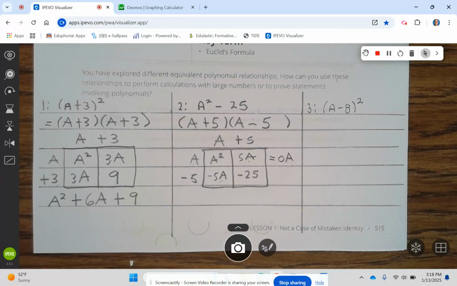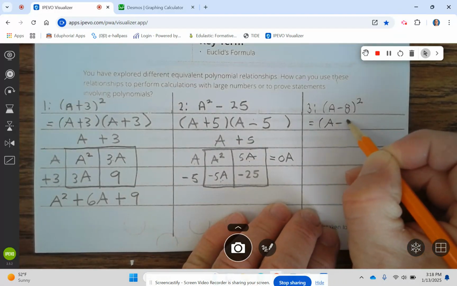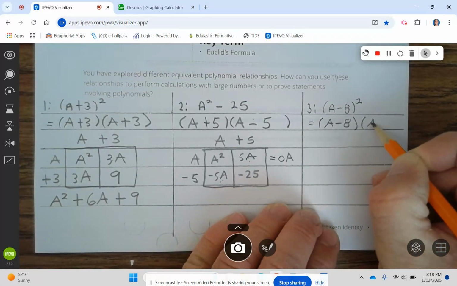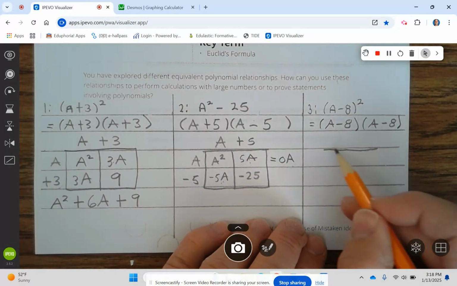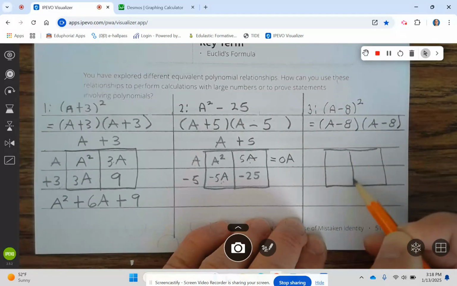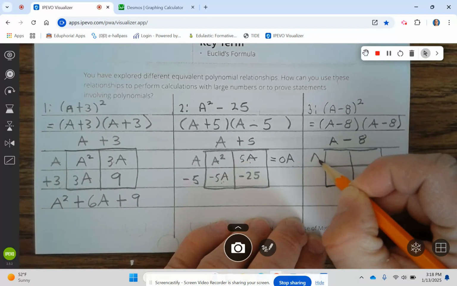All right, let's take a look at number 3. Now, a minus 8 squared can be rewritten as a minus 8 times a minus 8. We're going to multiply using the box method. So a minus 8, a minus 8.